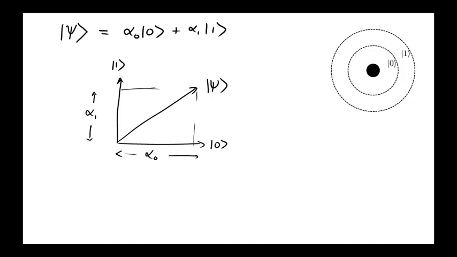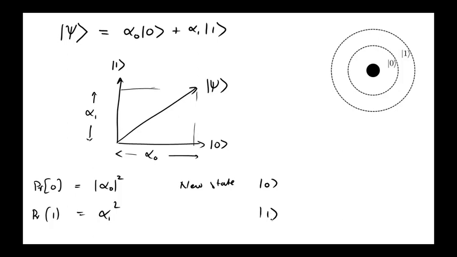And now if you make a measurement, the probability that you see the outcome 0 is alpha 0 squared. Well, in this case, I'm saying it's real, so it's just alpha 0 squared. And the probability you see 1 is alpha 1 squared. And of course, the new state in this case is just |0>. In this case, it's |1>.